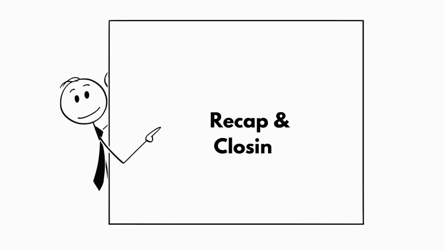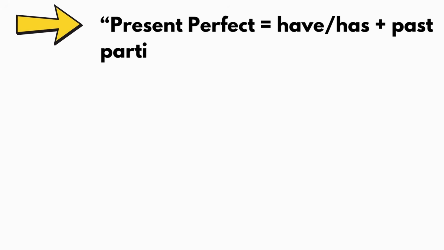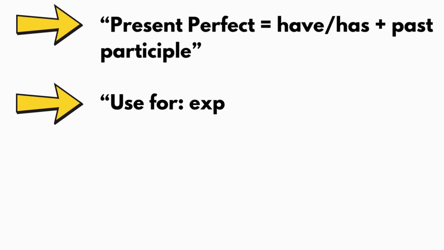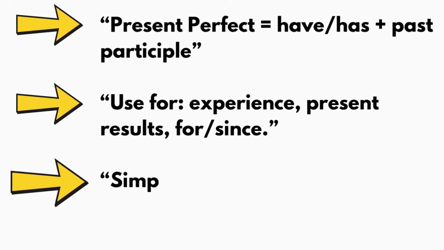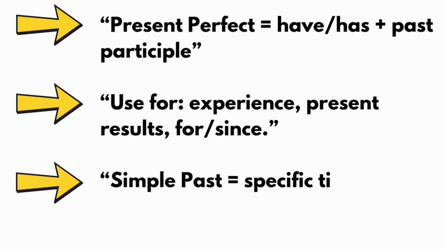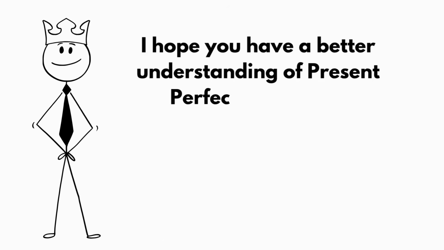Recap and closing. Present perfect, have and has, plus past participle. Use for experience, present results, for, since. Simple past, specific time in the past. I hope you have a better understanding of present perfect tense now.